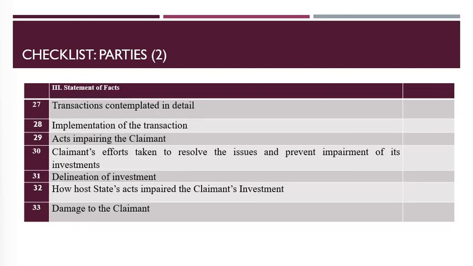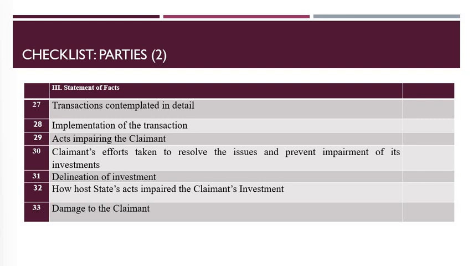The fourth part of the notice of arbitration, as also this checklist, deals with the statement of facts. In this part, the transaction, which is the subject matter of dispute, is to be explained in detail. This is number 26 of the checklist. Number 27 relates to how the transaction was implemented or sought to be implemented. 28 relates to the acts of the host state which impaired the investment.